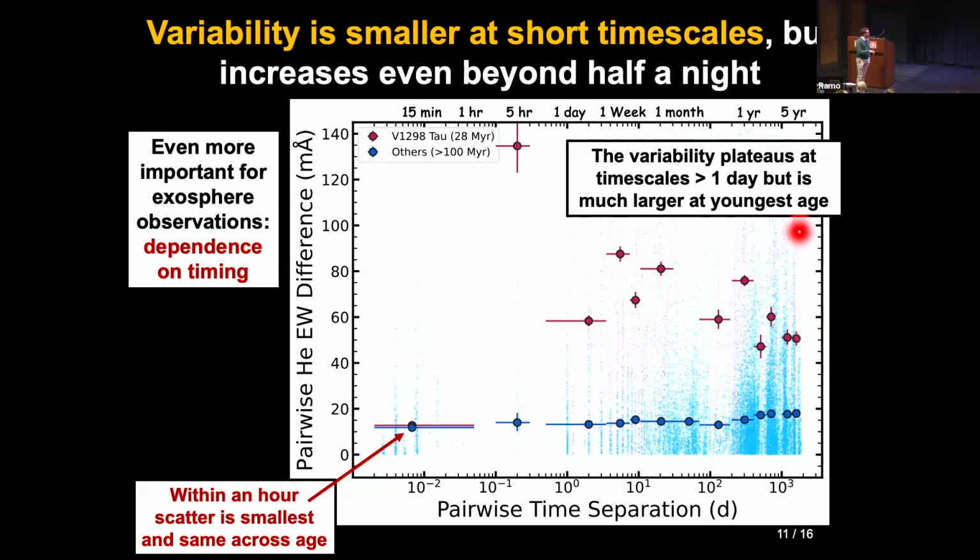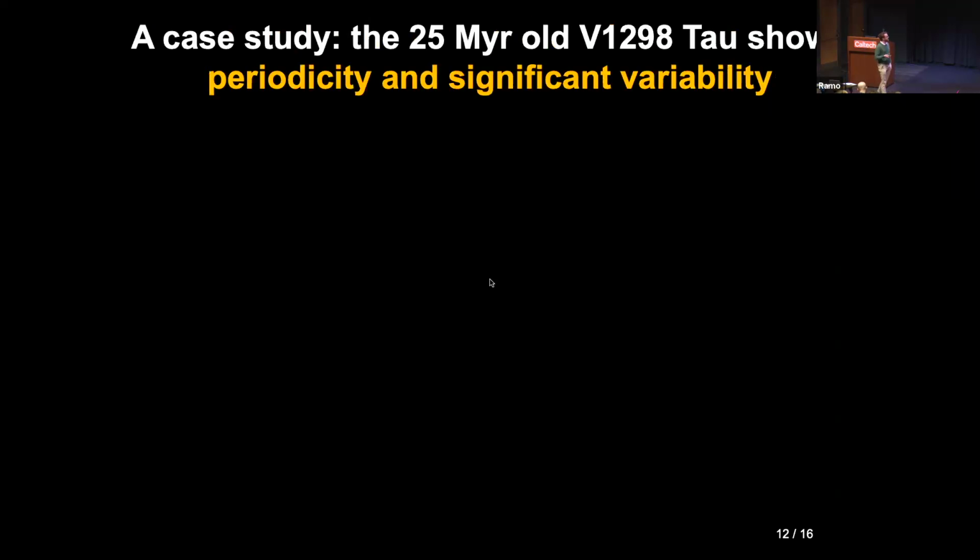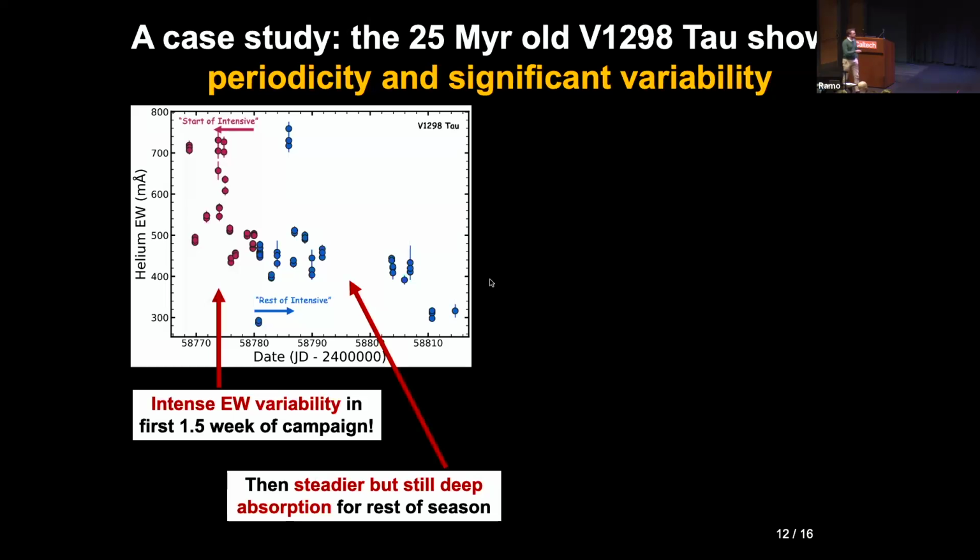But to kind of key in on this youngest star, we can use that as a case study of what does this variability actually look like in kind of temporal morphology. And thankfully, we have an intensive campaign of this star where we observed it once or twice nightly for about a month. And we can look at the helium time series for that. And it's quite a bit of a mess. So you can see in the first week and a half of this campaign, the helium line is varying wildly by up to 50%. And then the rest of the campaign, it's still variable, but a bit steadier. And kind of interestingly, in this first week and a half, it has power at the rotation period of the star, but then there's no power at the rotation period in the rest of the campaign.